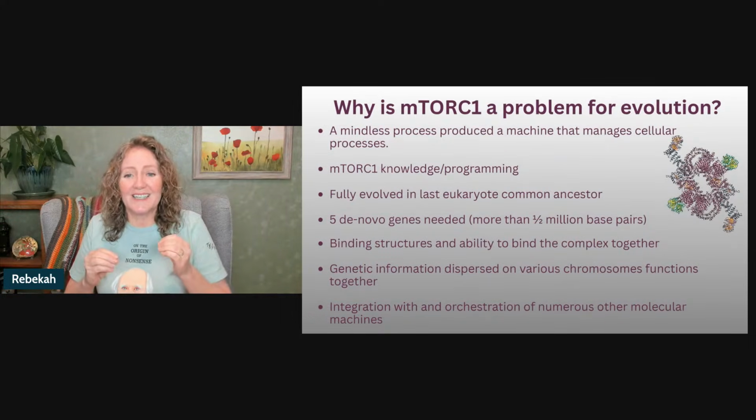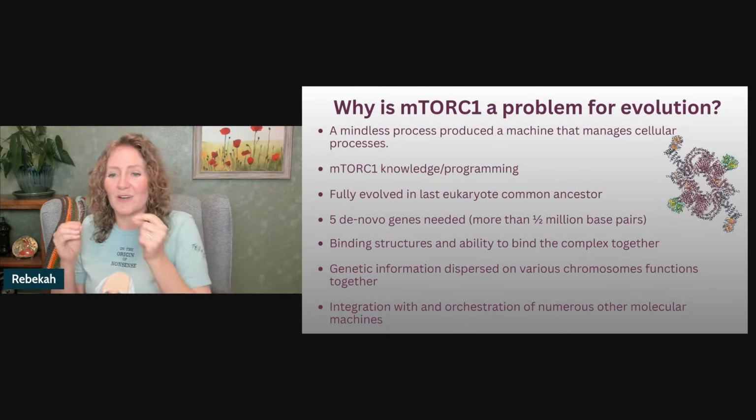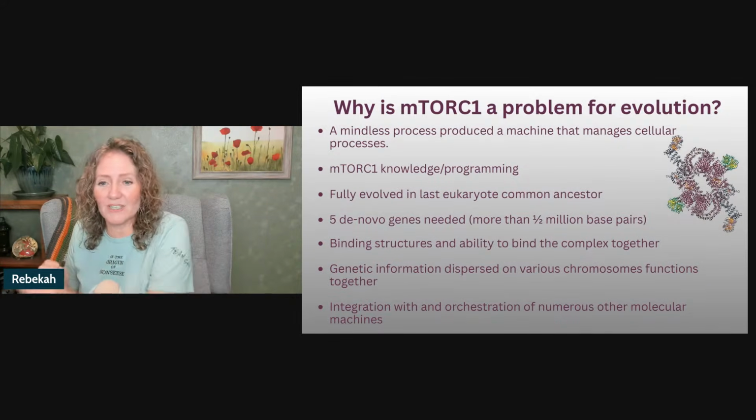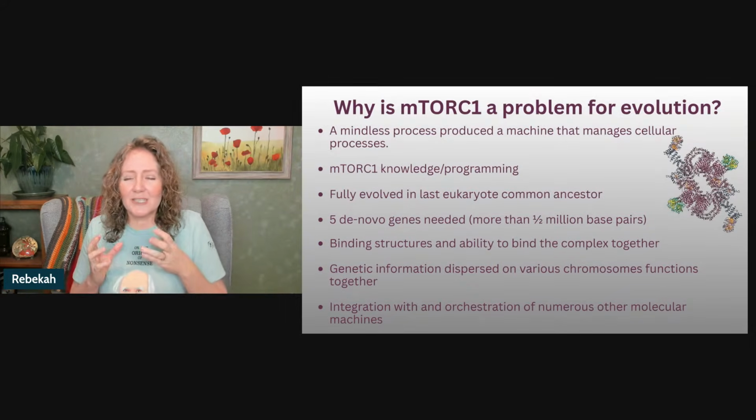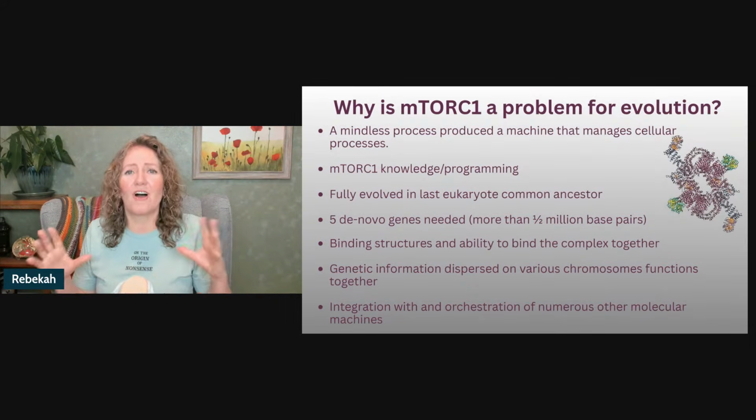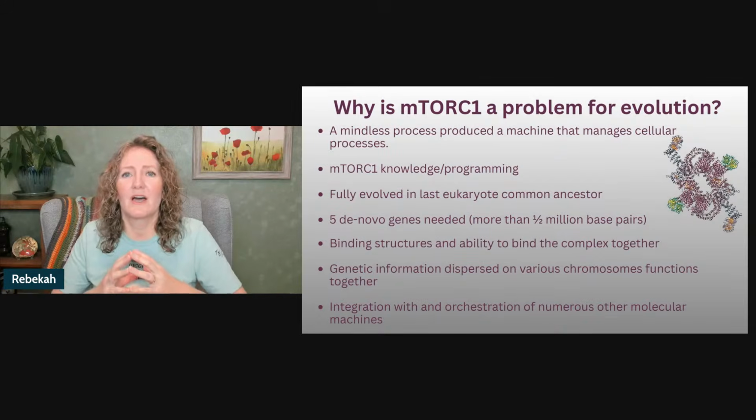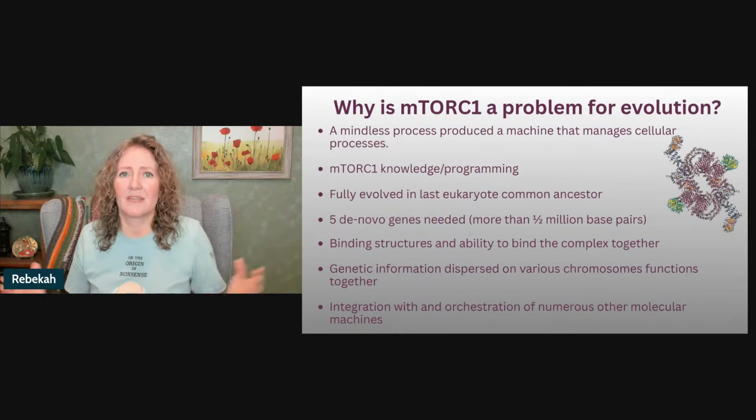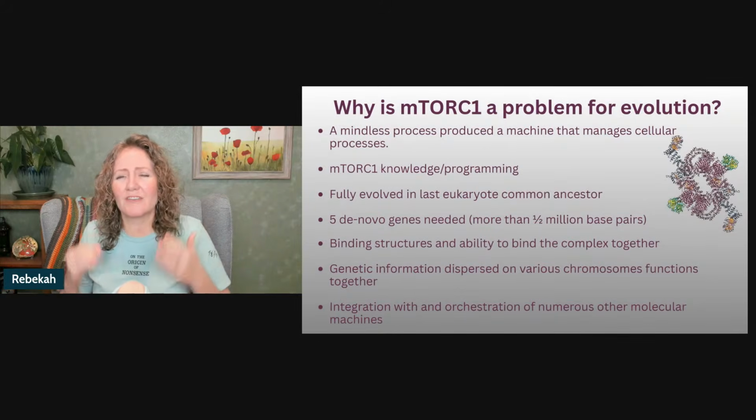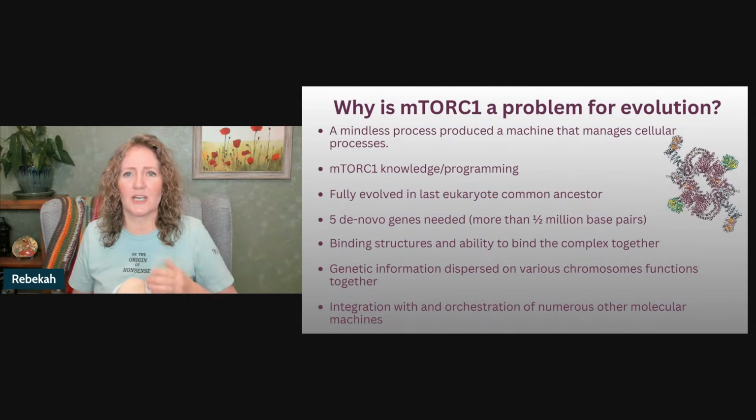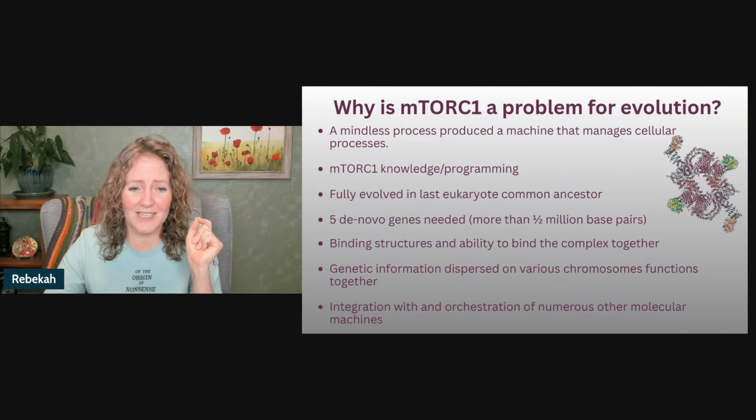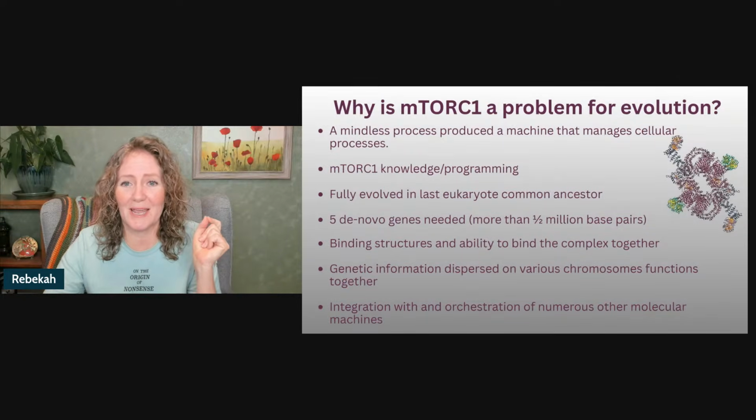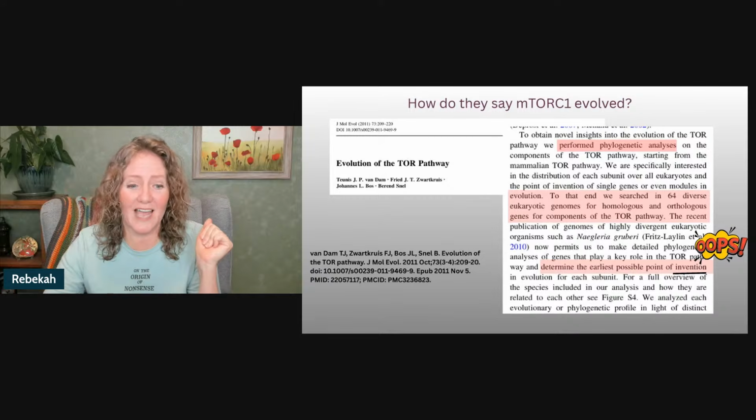Okay, finally, you need the integration and orchestration of numerous other molecular machines. This machine does no good on its own. It is part of an entire system that has to be in place. So where is the coordination? This obviously needs coordination. And we'll see that as we look at the evolutionary explanation for how this came about, which actually is very lacking, okay?